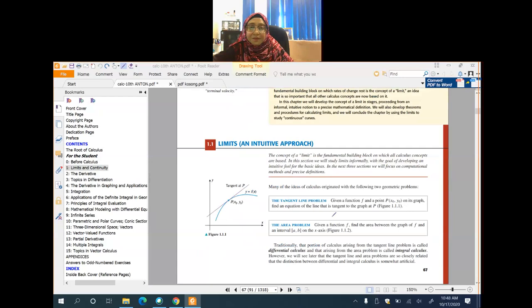Approach. Yeah, the keyword is approach. It's approaching something, but it's not the maximum. It's not like it's already the maximum value. No, it's approaching. It's approaching to the very near to the end point. Something like that. Okay. So that is limit.